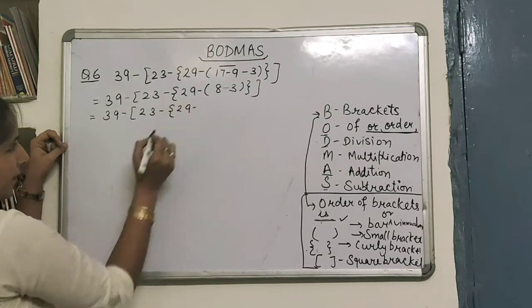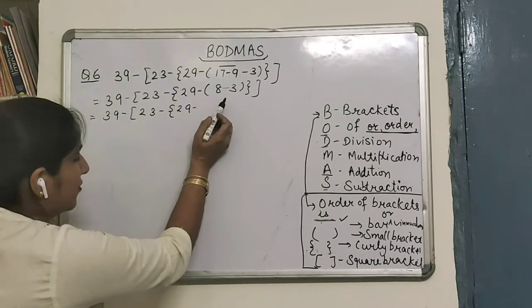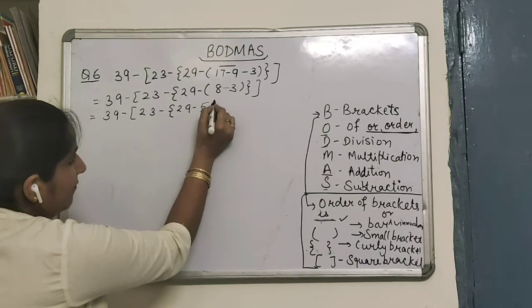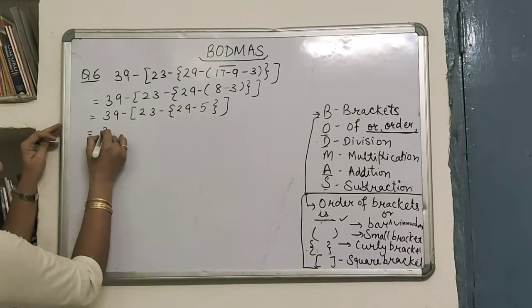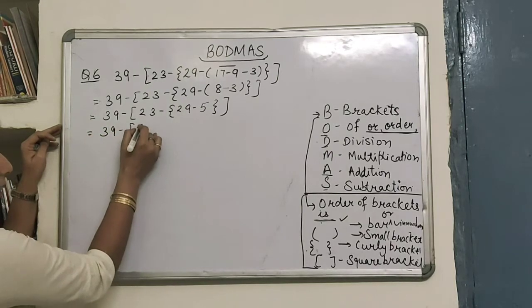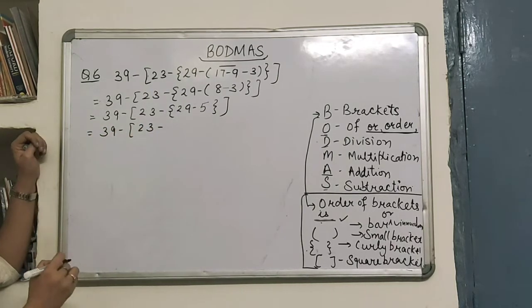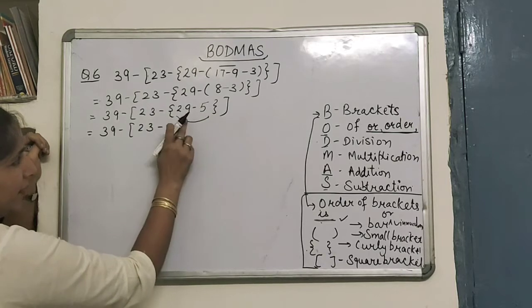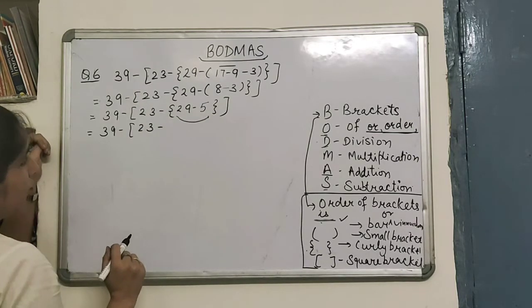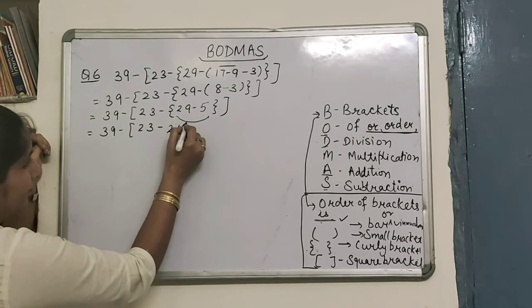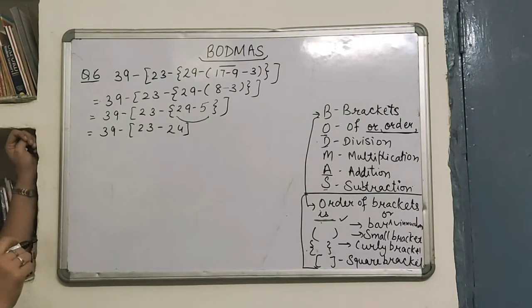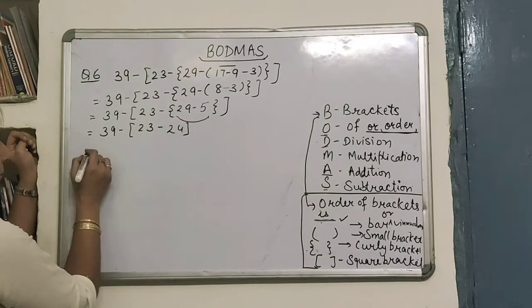Rest all things I am writing same. Now 8 minus 3 is 5. So we can write 5 here. So small bracket removed by solving. Now turn to solve the curly bracket. So this is the curly bracket. Inside 29 minus 5, what will we get? We will get 24. Okay, so we have removed curly bracket by solving it.